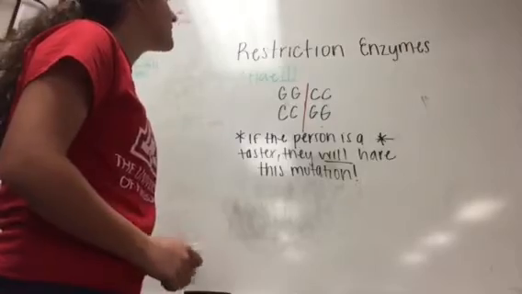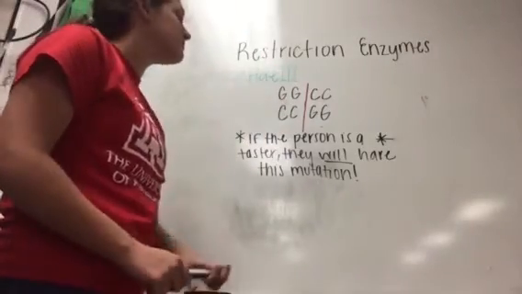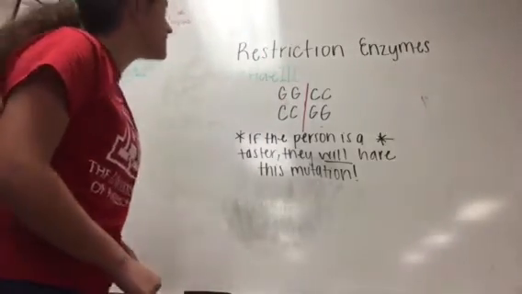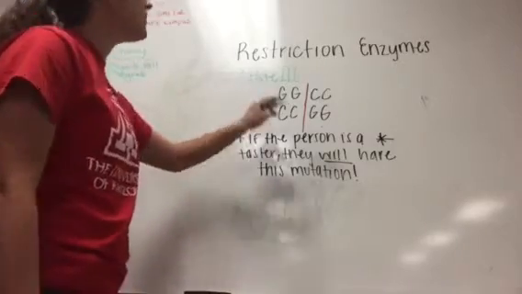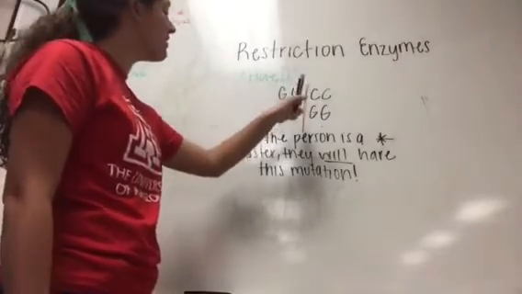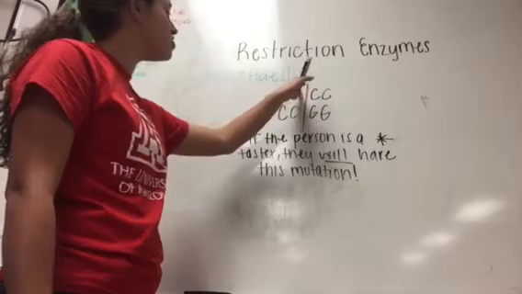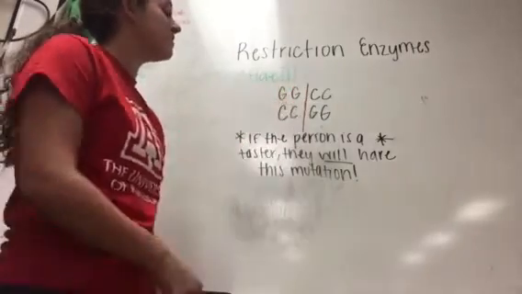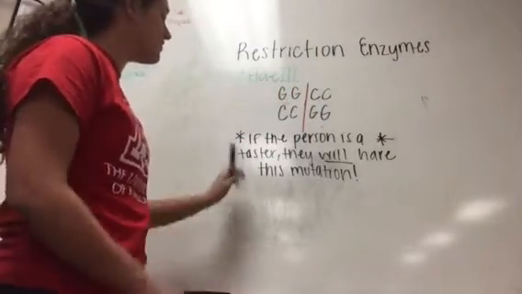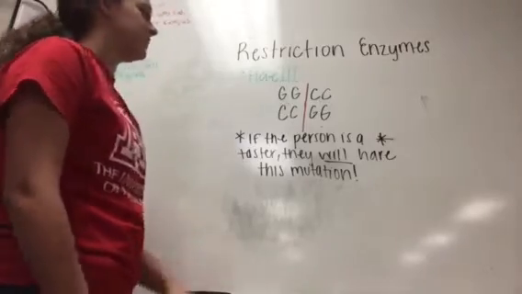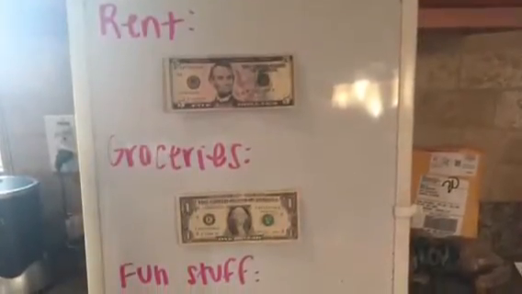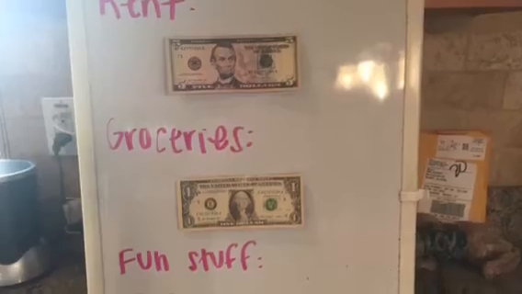The second step in this process is the restriction enzymes. The specific restriction enzyme that we want with this mutation is HAE3. HAE3 creates what's called a blunt cut, and it cuts between the G and the C in the GGCC line. If the person is a taster, they will have this mutation. Restriction enzymes are where you decide to put your money after it was invested.